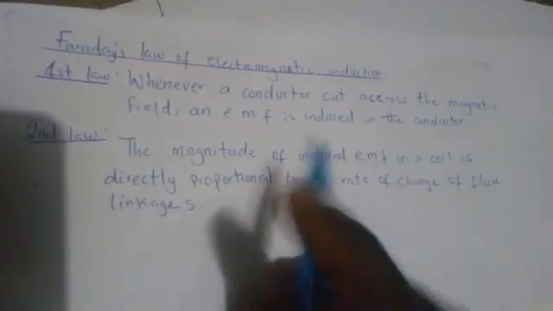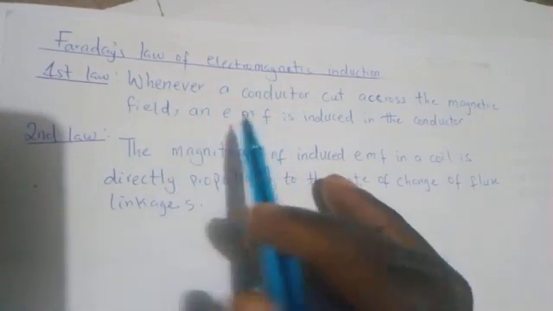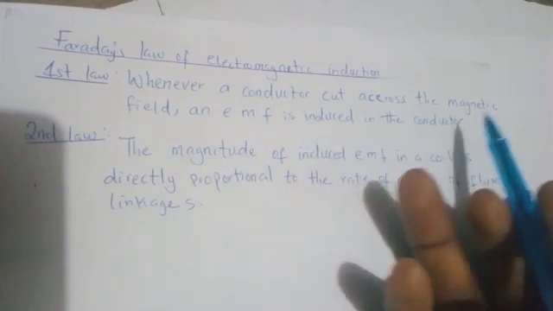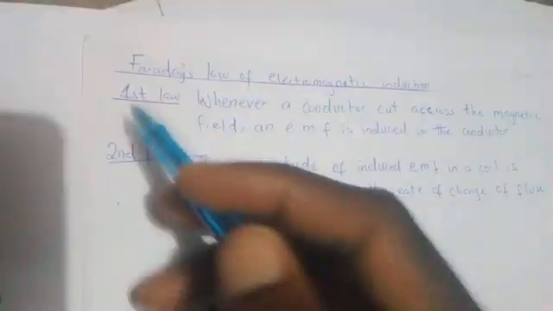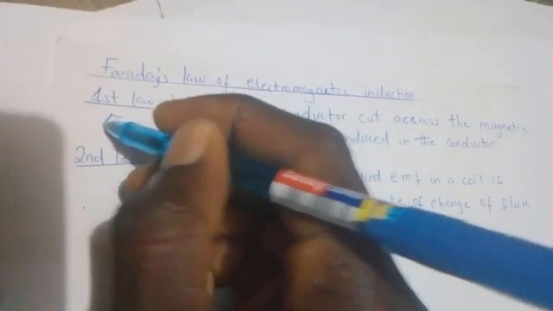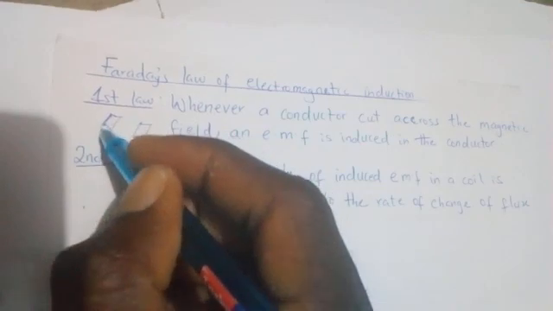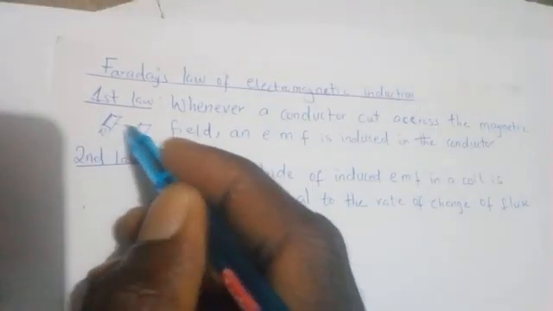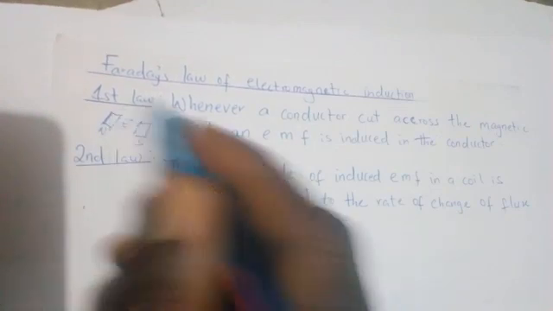Here it says that whenever a conductor cuts across a magnetic field, an EMF, an electromotive force, is induced in the conductor. Take for instance, we set up a magnetic field. That is, we have permanent magnets. Let's say this is the north pole, this is the south pole. What happens? There will be a magnetic field in that region.